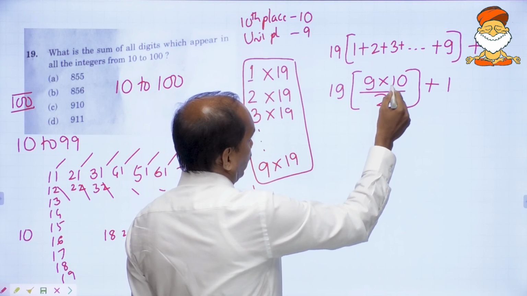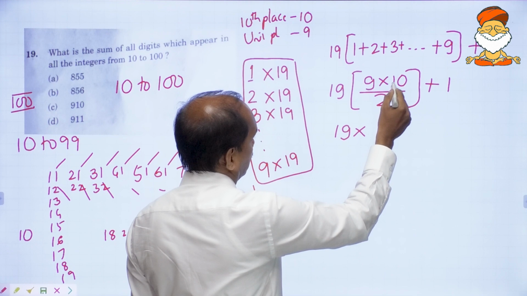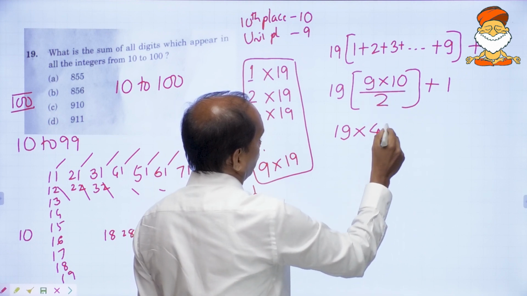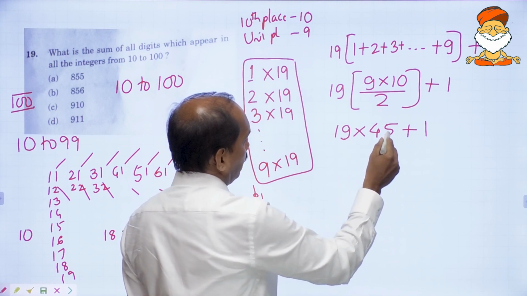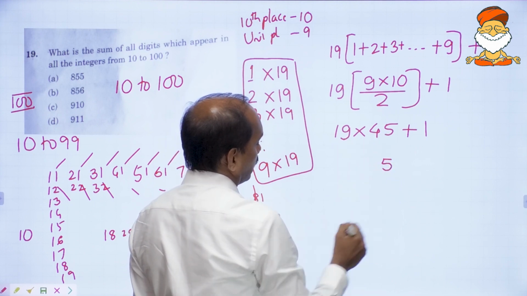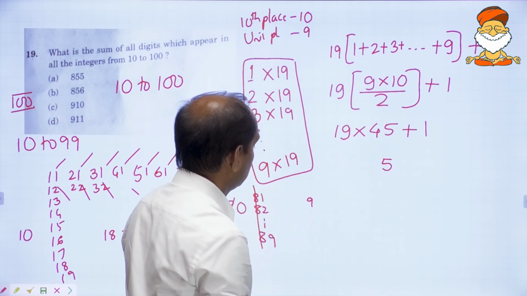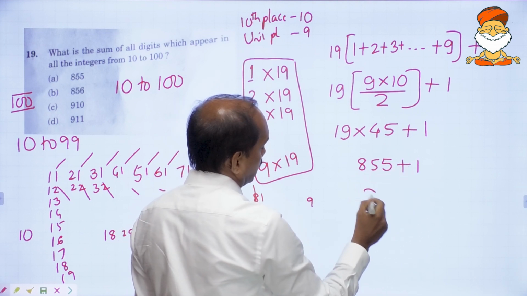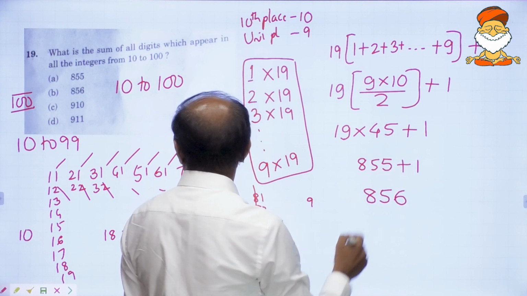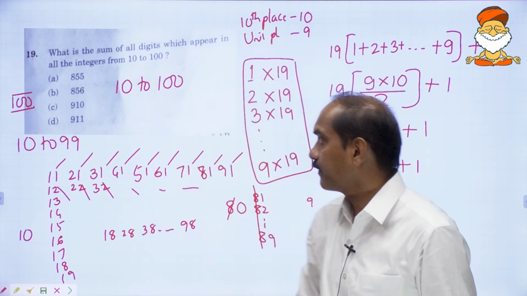2 ones are 2, 5 9s are 45, plus 1. 19 times 45, plus 1. The final answer, is it there in the options? The second option is correct answer.